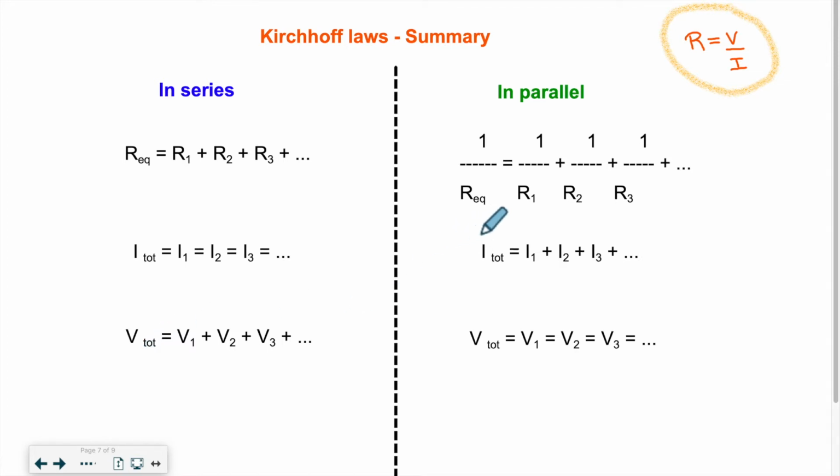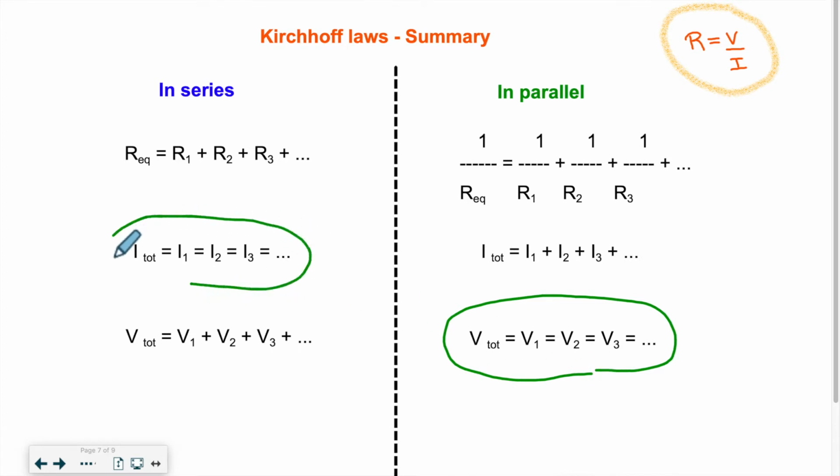In parallel, to find R equivalent, we have to do 1 over R1 plus 1 over R2 and so on and so forth. The partial currents add up to give us I total, and the potential differences are the same everywhere. What I would like you to keep in mind is that in parallel, voltages are the same everywhere, and in series, currents are the same everywhere. The readings should all be the same. That's going to be very useful, as you will see.